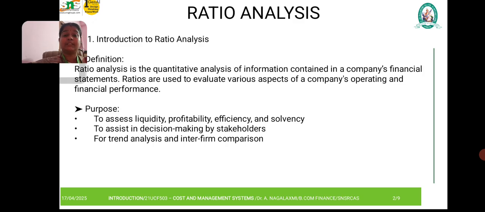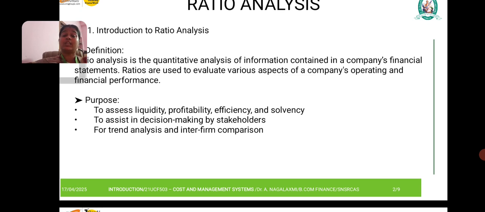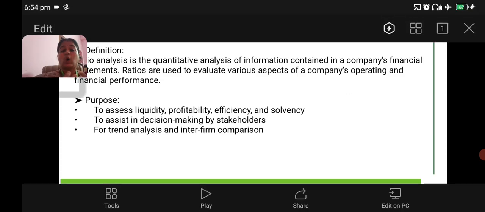The next purpose is to assist in decision making by the stakeholders. Who are all the stakeholders here? The customers, the investors, the shareholders, the debenture holders, the banker who has given the loan, the creditors, everyone are stakeholders. They have to take the decision whether to continue with this company or not, and what the actual position is, whether positive or negative.